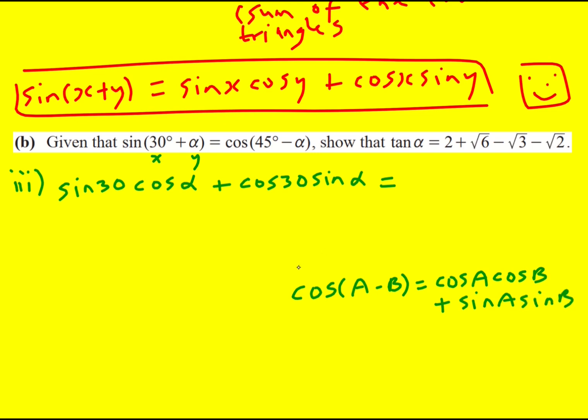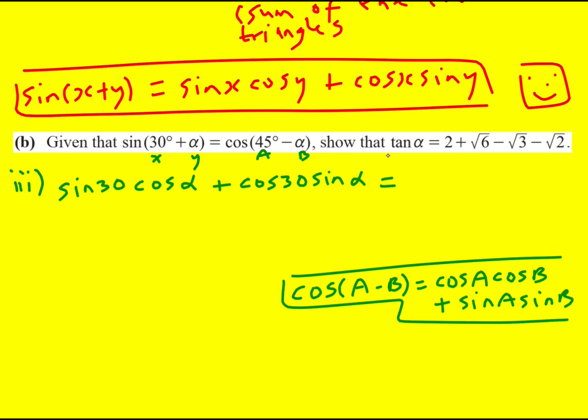We haven't proven that one, but it's possible. You might want to look into proving that. It's quite interesting as well. So here I've got, this is going to be my A, and this is my B. Can ignore the minus because I'm using the formula now with the minus in. So that is going to be cos 45 times cos alpha plus sine 45 sine alpha.